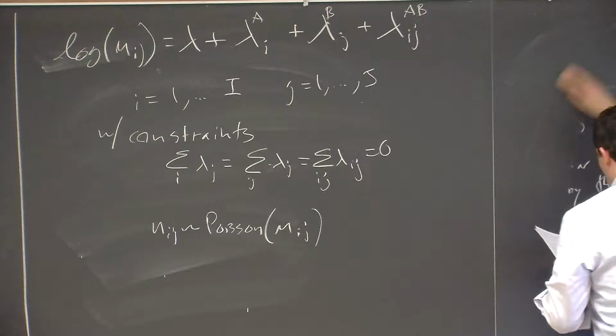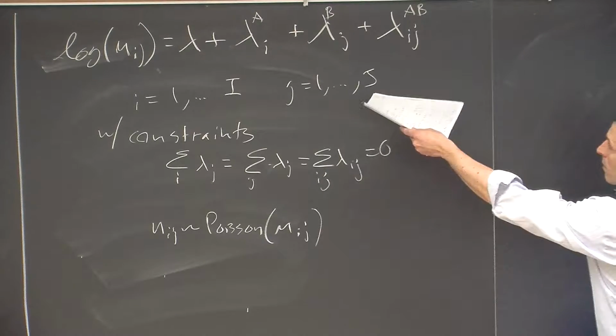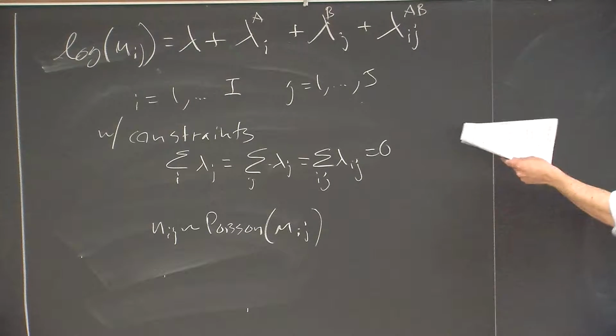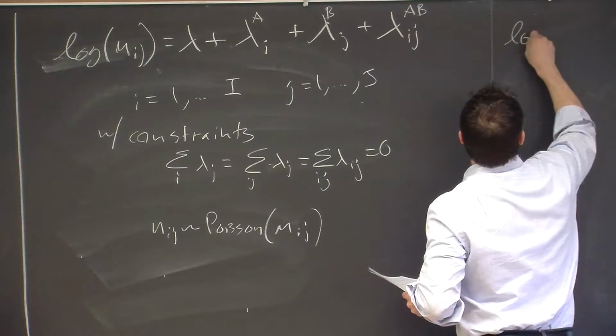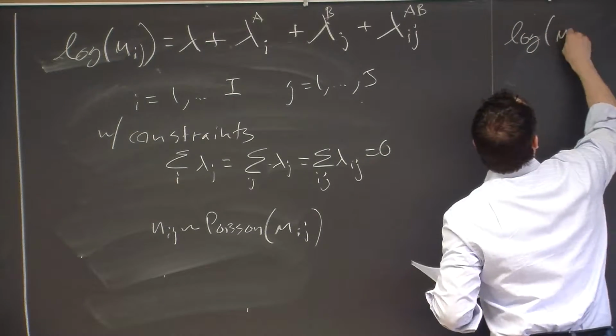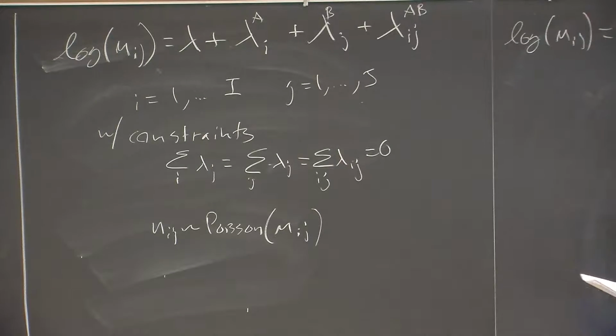So what would the independence model look like up here? I said that's a saturated model. What would the independence model be? No, it's an independence model. I assume some of these things are 0.